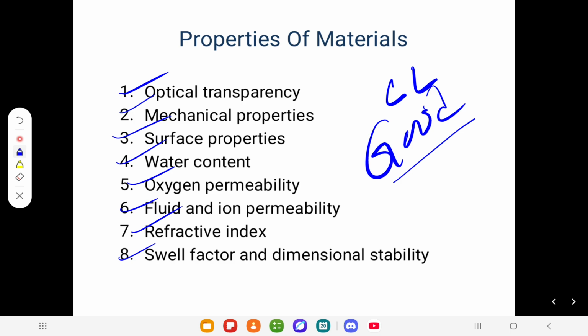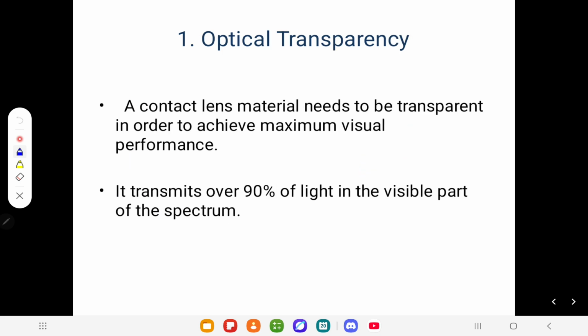So let's move further. What is optical transparency? We want our contact lens material to be optically transparent. It needs to be transparent in order to achieve maximum visual performance, and it transmits over 90% of light of the visual part of the spectrum. Basically, we want every contact lens to be transparent, more than 90%.